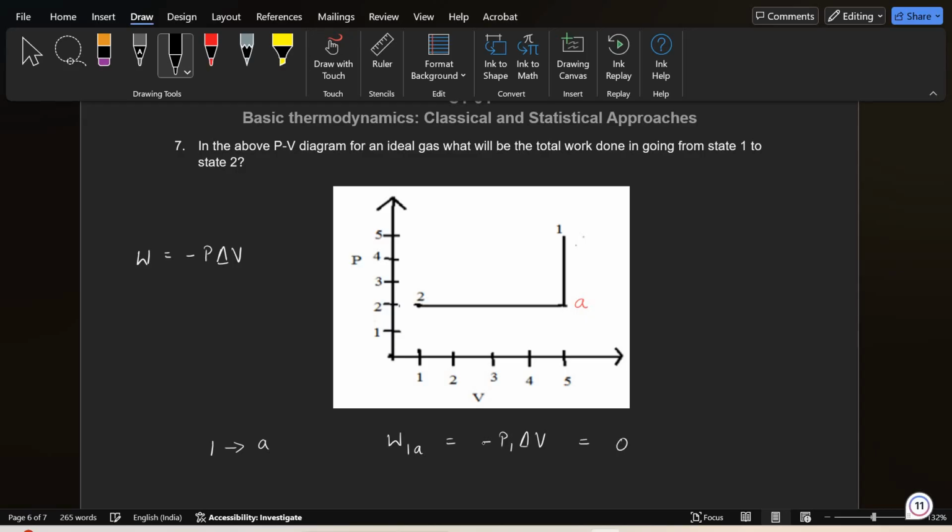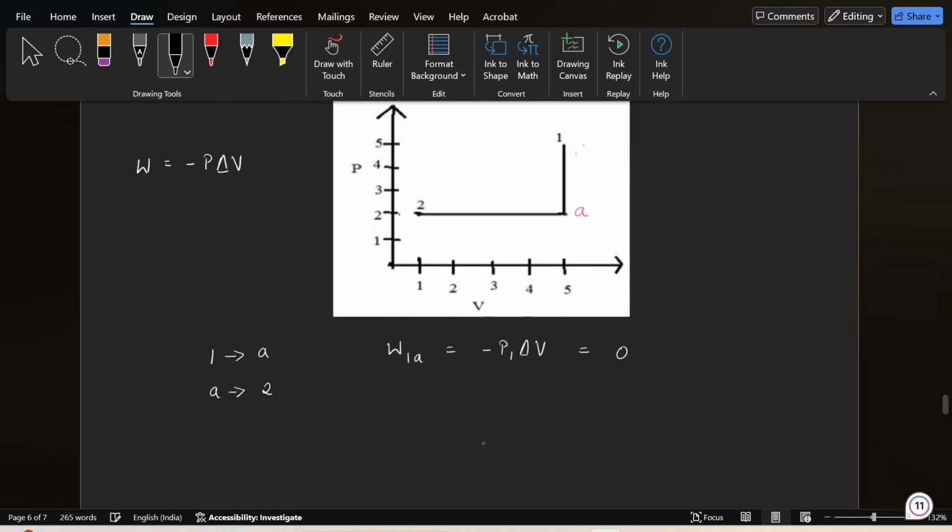Okay, fine. First thing we did. So next is point A to 2. Now you tell me the value here. Work done A to 2 is equal to minus P2, because pressure is constant, right? External pressure, and delta V. So minus P2. Okay, can you tell the P2 value? 2. Okay. Now what is the delta V?